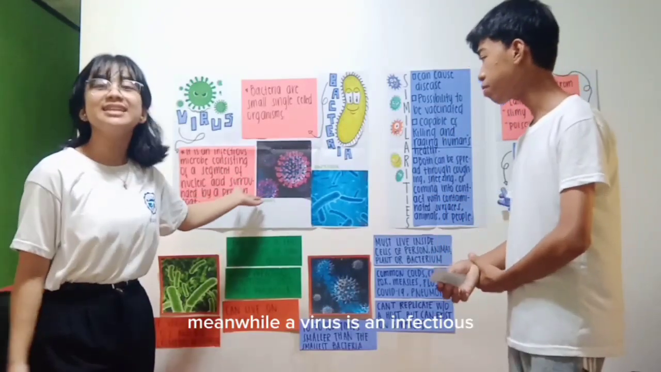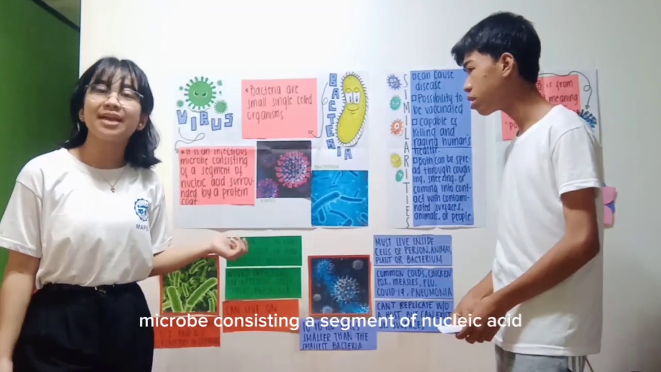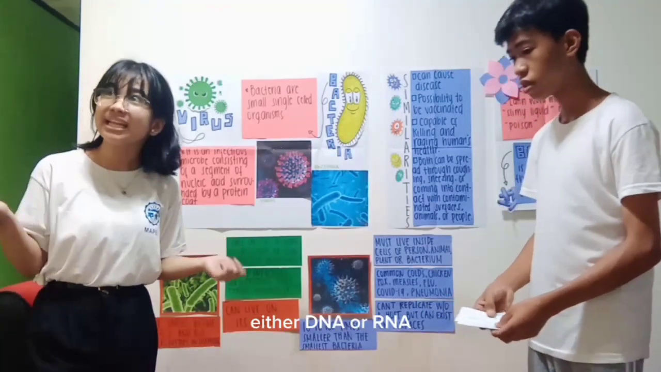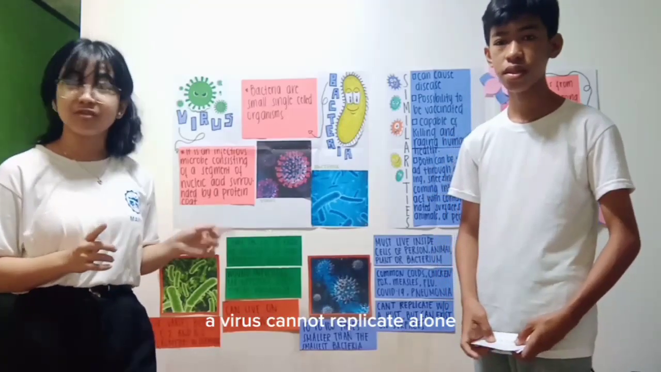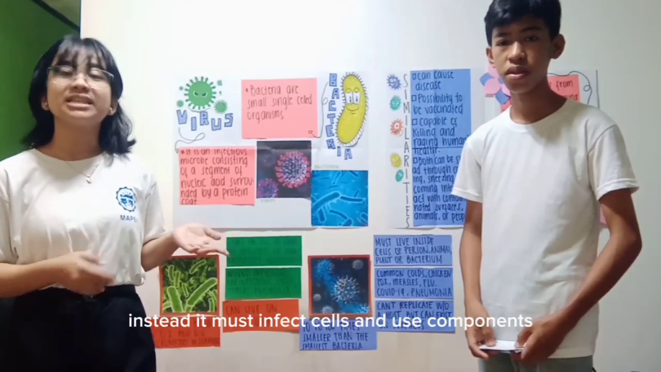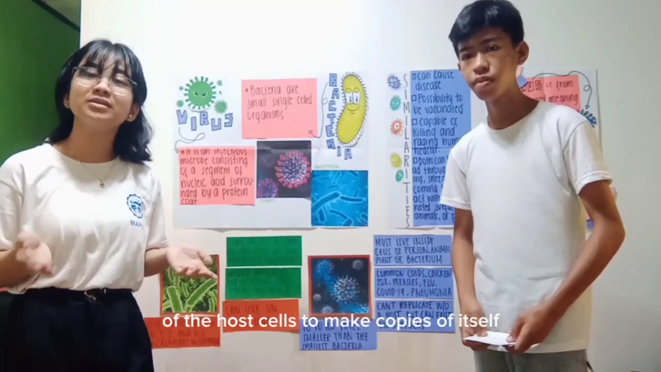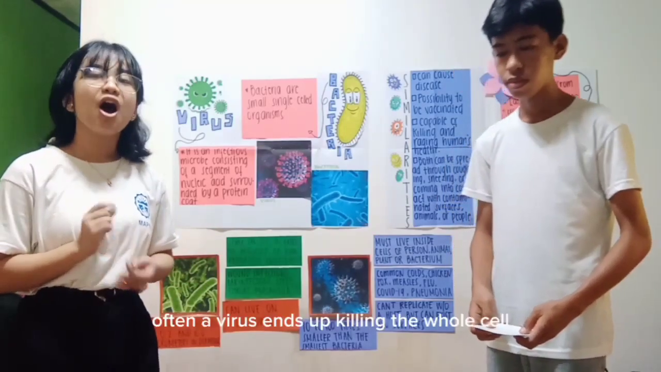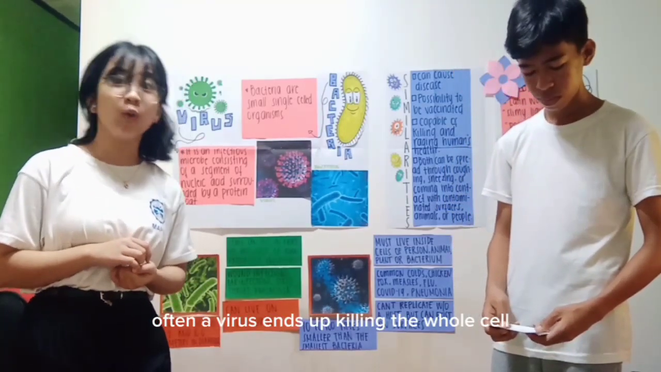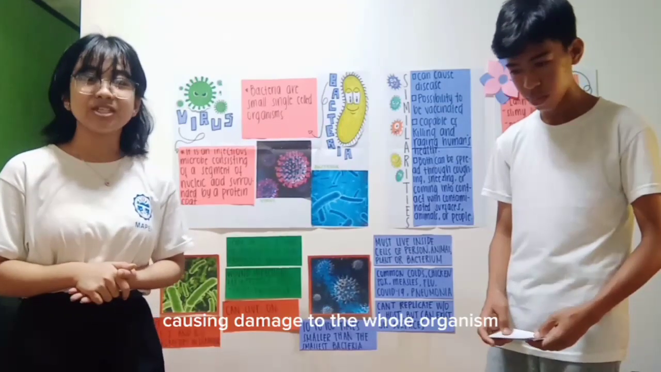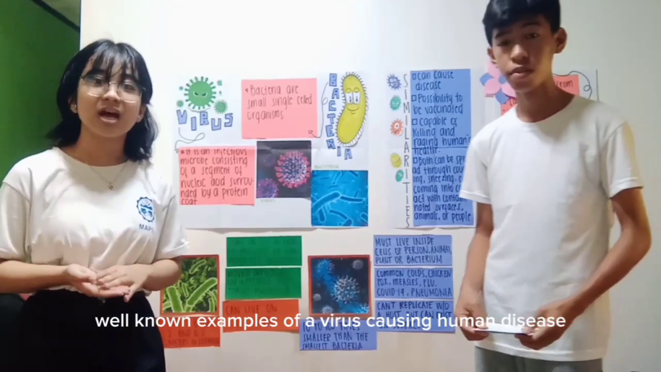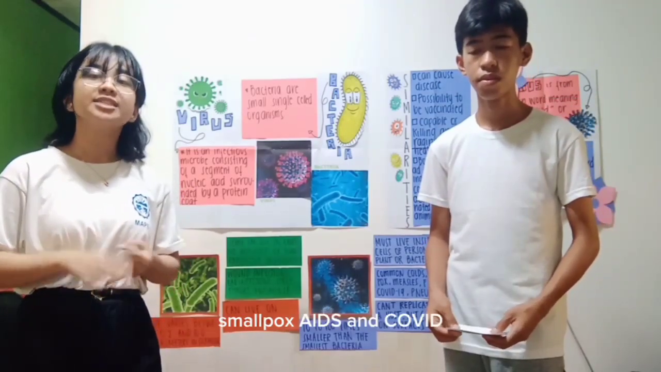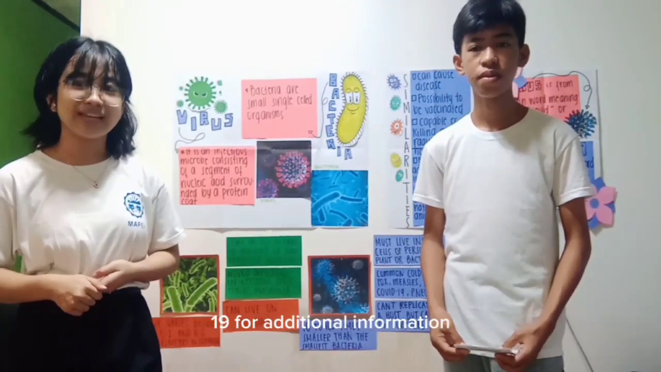Meanwhile, a virus is an infectious microbe consisting of a segment of nucleic acid, either DNA or RNA, surrounded by a protein coat. A virus cannot replicate alone. Instead, it must infect cells and use components of the host cells to make copies of itself. Often, a virus ends up killing the host cell in the process, causing damage to the host organism. Well-known examples of a virus causing human disease are measles, smallpox, AIDS, and COVID-19.